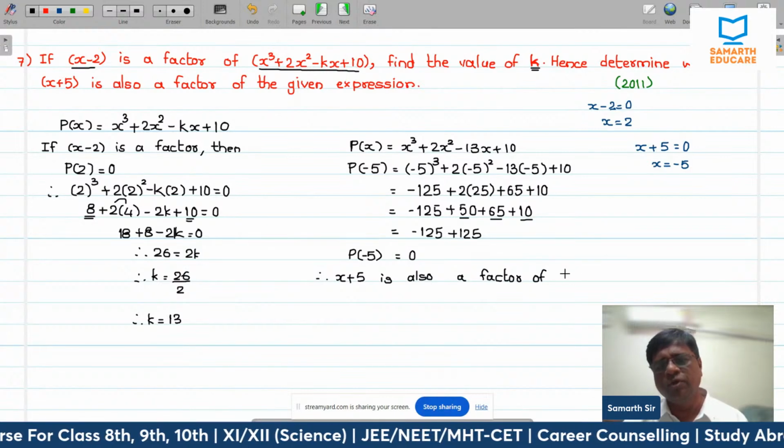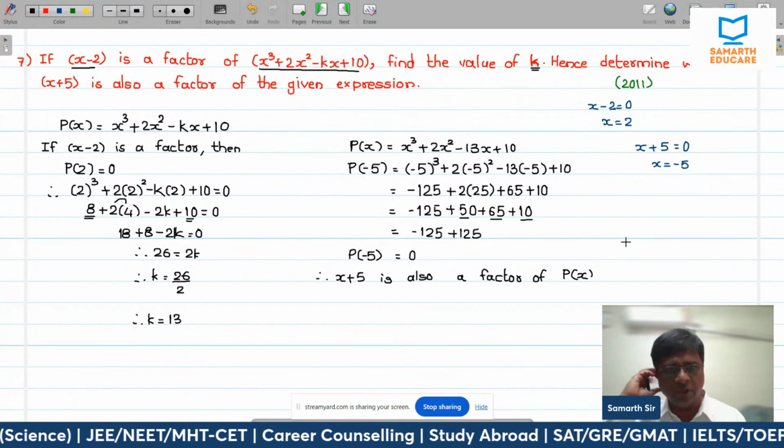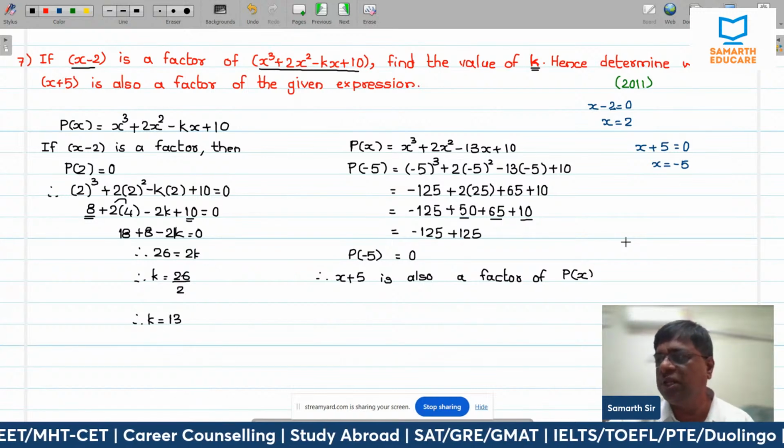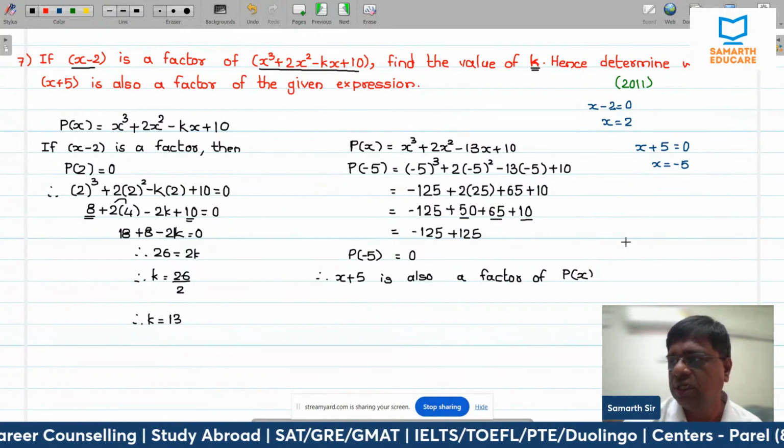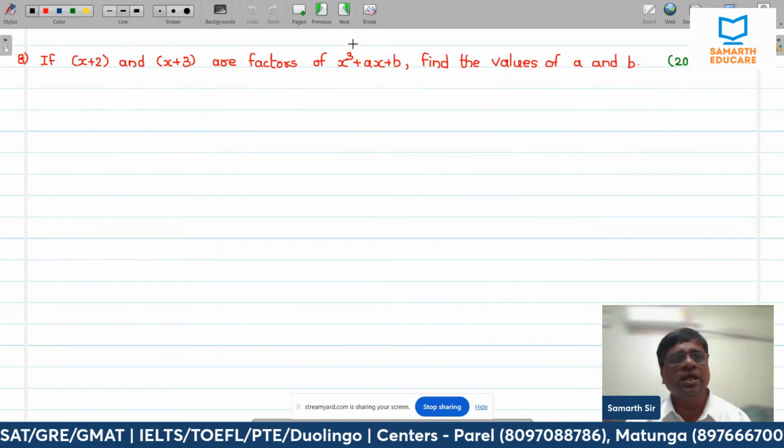of p of x, जो भी पॉलिनोमियल है, या फिर आप p of x लिख सकते हो, या फिर आप वहां पे जो एक्चुअल पॉलिनोमियल है वो भी आप लिख सकते हो. सो दिस इज देयर. ऑलराइट. नाउ let us come to the next question, number 8.